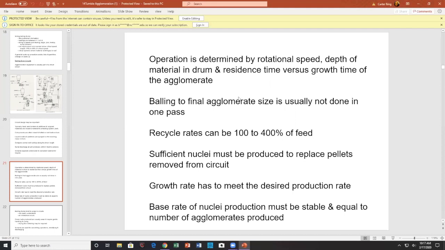Getting to the final agglomerate size is usually not done in one pass through the drum. Recycle rates can be quite high, 100%, 400%. Sufficient nuclei must be produced to replace pellets leaving the circuit. Growth rate has to meet the desired production rate. The rate of nuclei production must be stable and equal to the number of agglomerates produced. Remember, each agglomerate comes from a seed, potentially a seed.